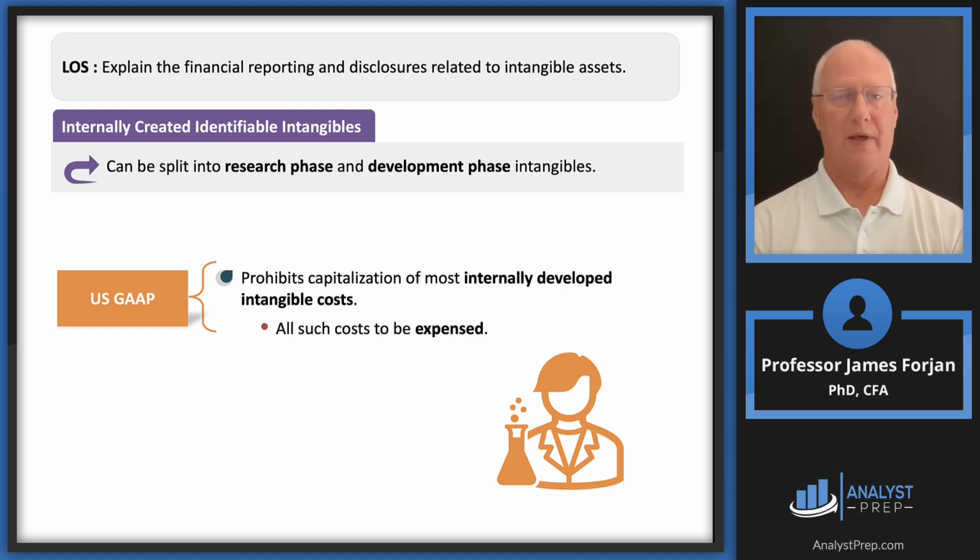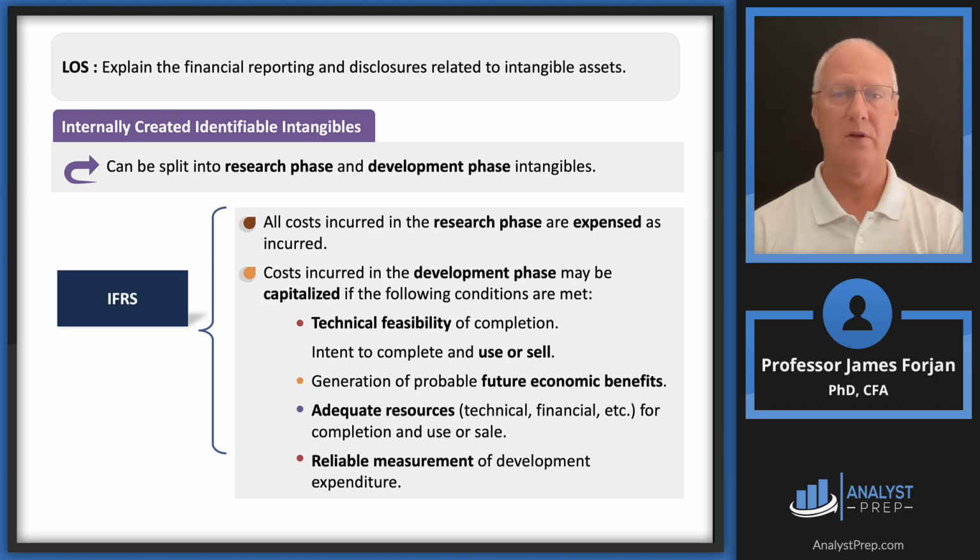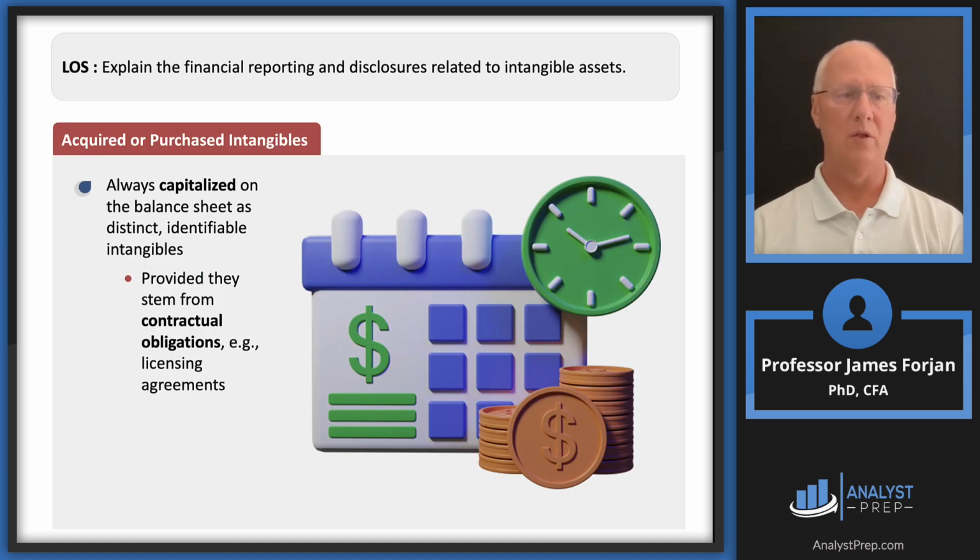Now, what about a research phase and a development phase? Under the U.S. rules, all of those costs in which they're internally developed should be expensed. But the international group says that you can make a decision on costs that were incurred in the development phase, and you can capitalize them. So remember that the International Financial Reporting Standards Group is very similar to GAAP, with those exceptions in the development phase, and there are some examples there. I'll make sure you know those exceptions.